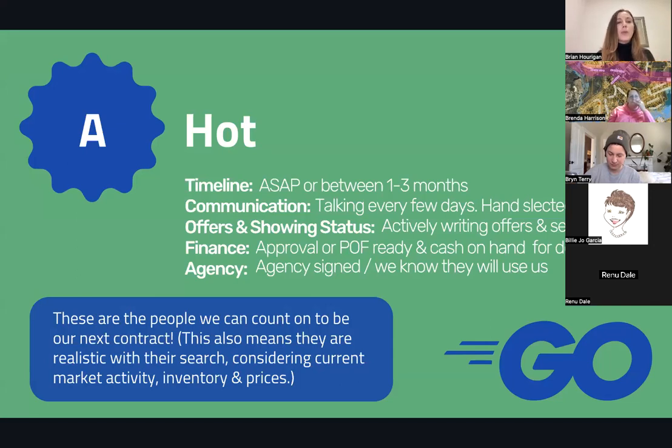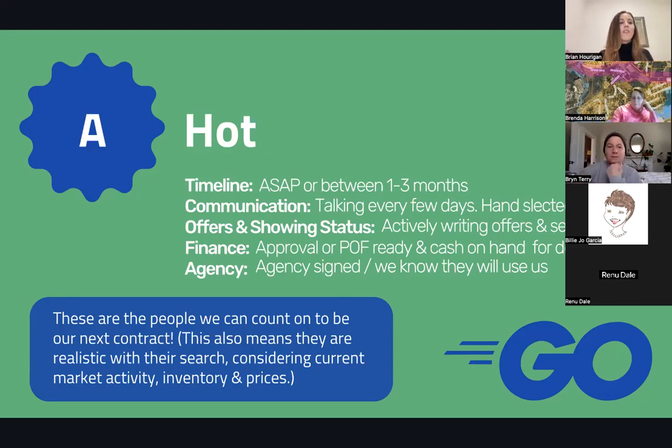All right. Then we have our A's. Now, when we're talking about our pipeline, my whole thought process is, when can I count on them for a contract? And can I count on them to use me as an agent? A's are my next contract. They are people that I know are ready, willing, and able to buy, and that they will use me, and that they're in a financial position to do so. They are fully qualified. At any second, we could be seeing the house and writing an offer. So their timeline is ASAP, but realistically in the next 1 to 3 months. I like to plan things by quarters. It's hard to know when things will close. When I'm talking about my clients, I am talking about when I can expect them to write an offer, right?